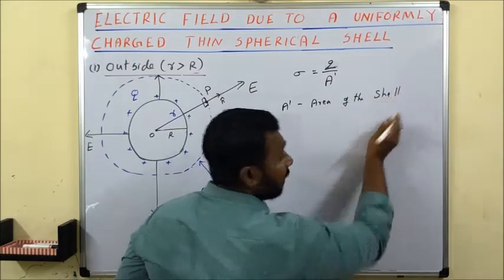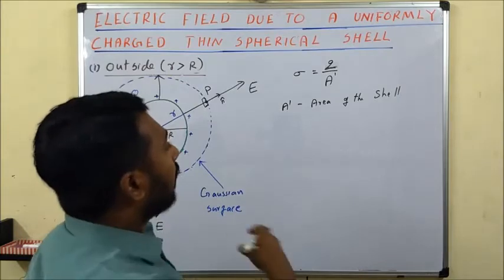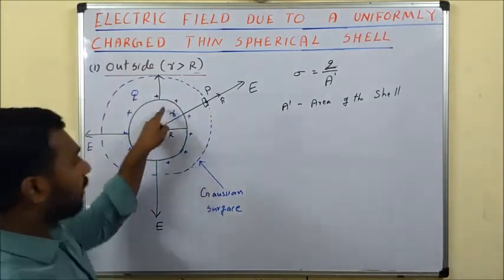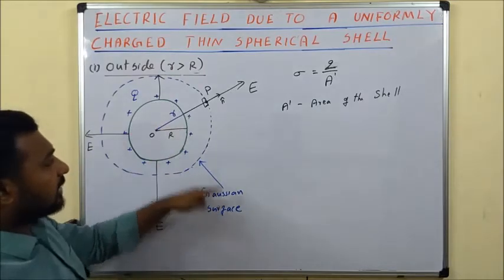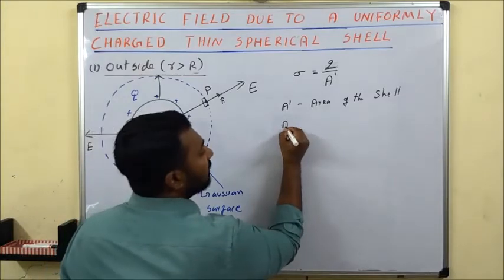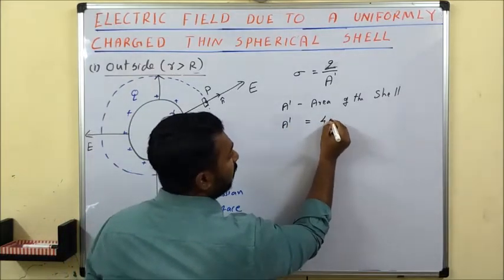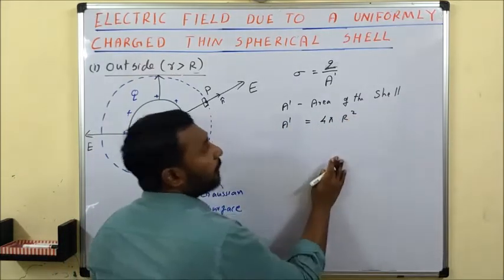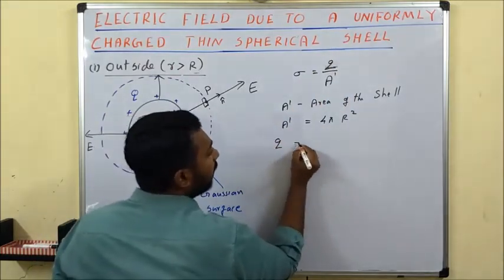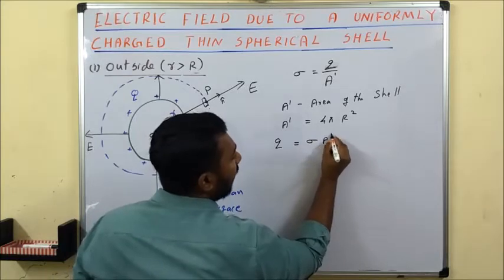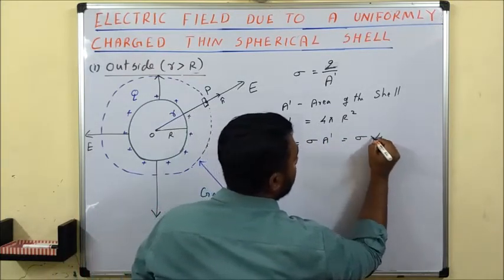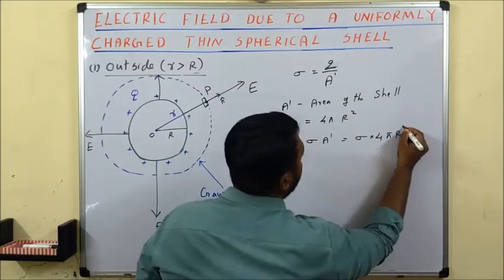Not the Gaussian surface sphere. The Gaussian surface is a sphere, so that is also the same formula, but remember the radii are different. Gaussian surface radius is small r and the shell is capital R. So what will be the value of this A dash? It is 4 pi capital R square. Now I'm going to make some changes in this formula. So Q is equal to sigma A dash, that is sigma into 4 pi capital R square.